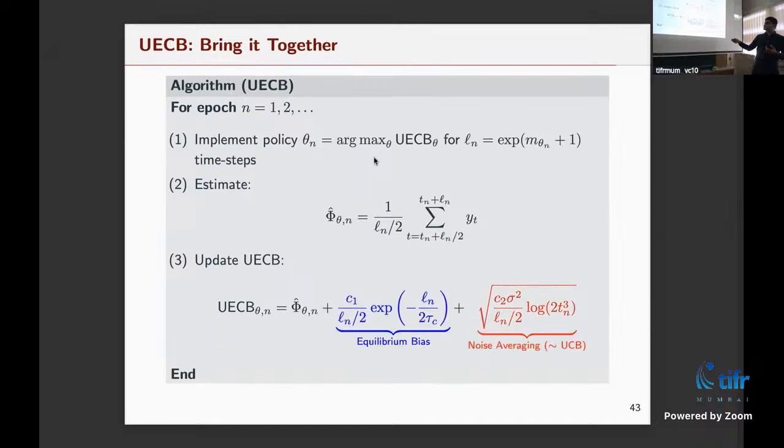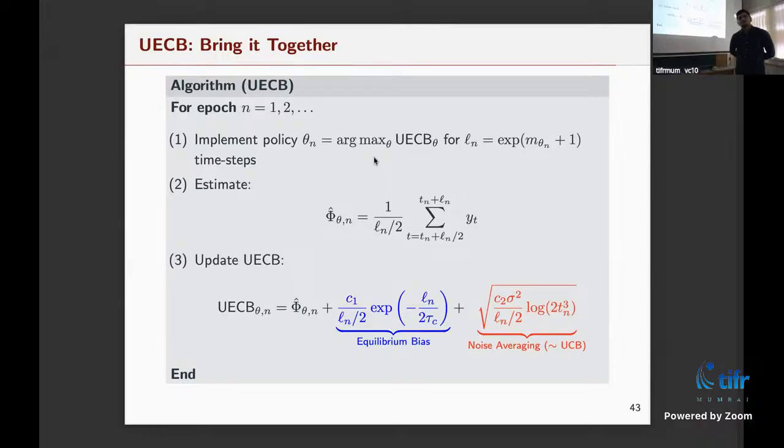The first term, okay, sorry, let's look at the second term. The second term is what would be very usual for anyone who has looked at the UCB algorithm. So this is basically similar to the UCB algorithm with some variations coming because of the epoch structure. But the first term is the equilibrium bias, which dictates how far away we are from the equilibrium, and gives that much more optimism for that policy.